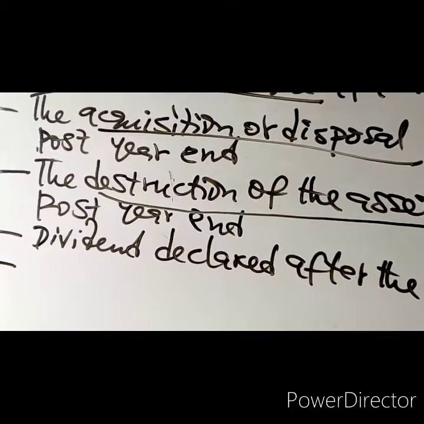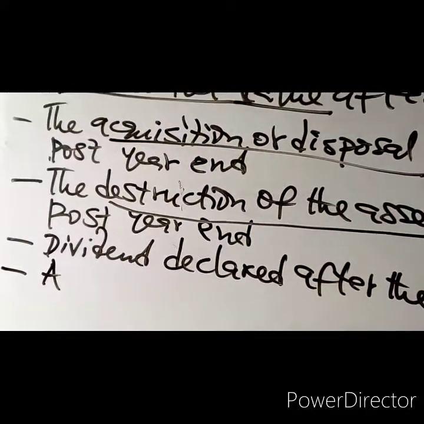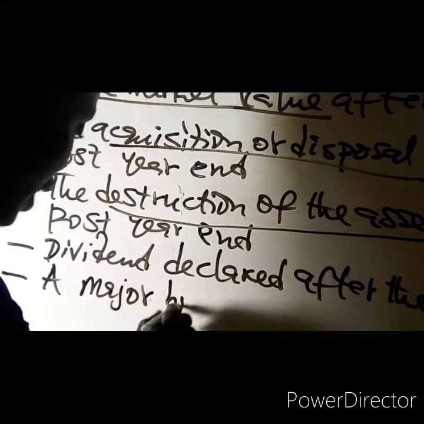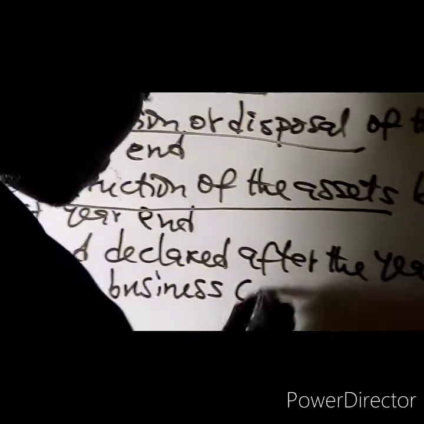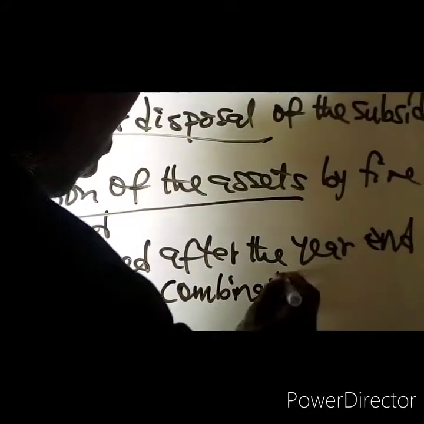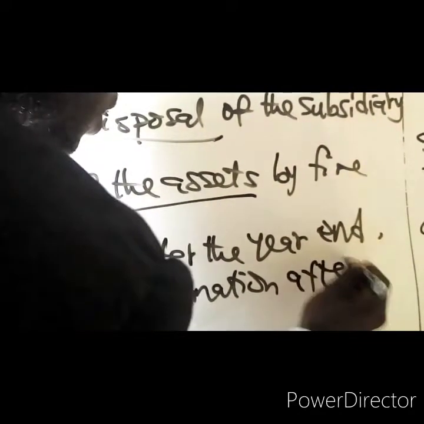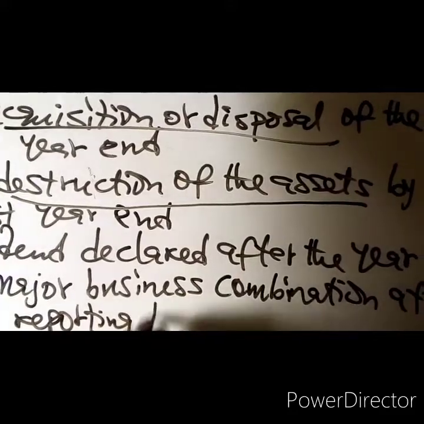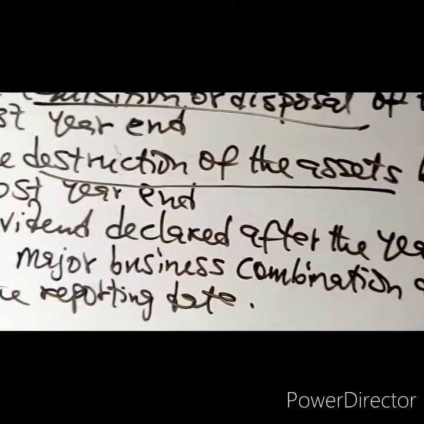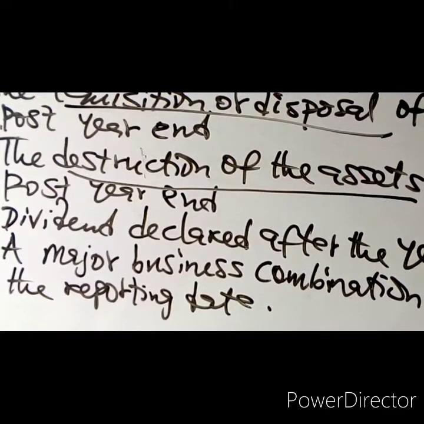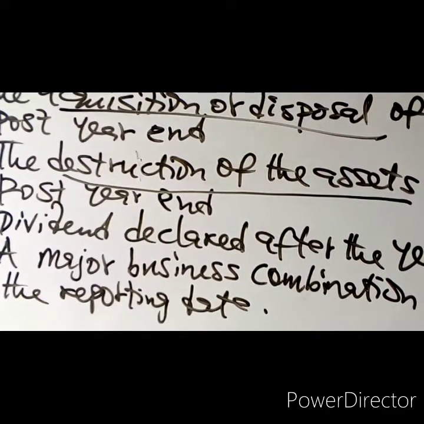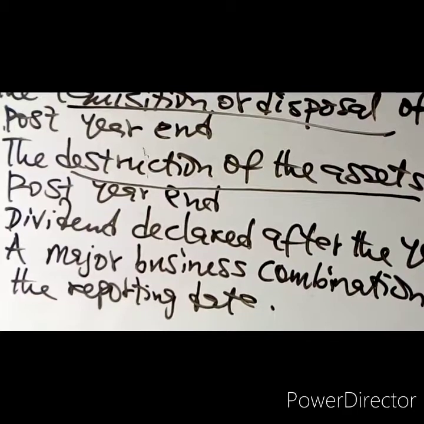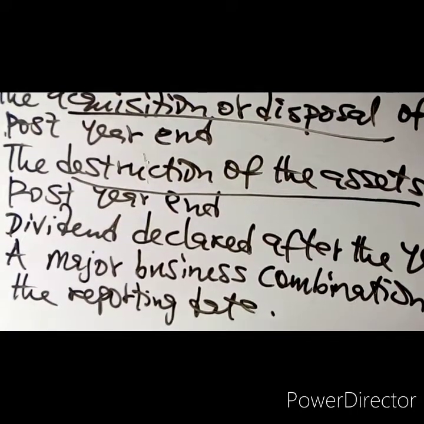A major business combination after the reporting date. This is a transaction that occurred after the reporting date. The condition that brings about that transaction was not in existence in the financial year or at the reporting date. So it is not an adjusting event.